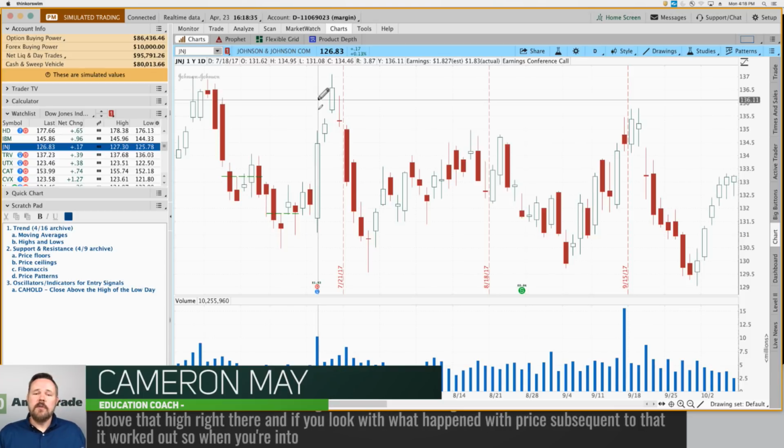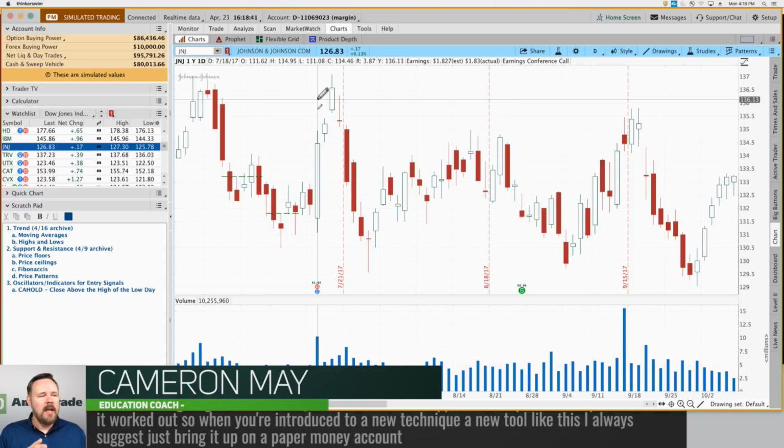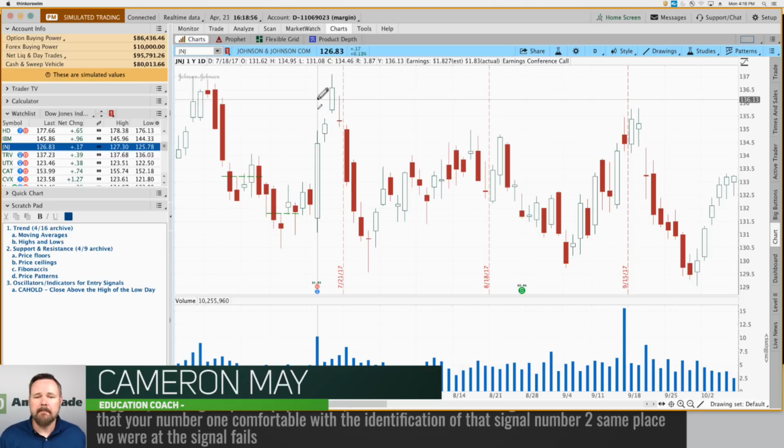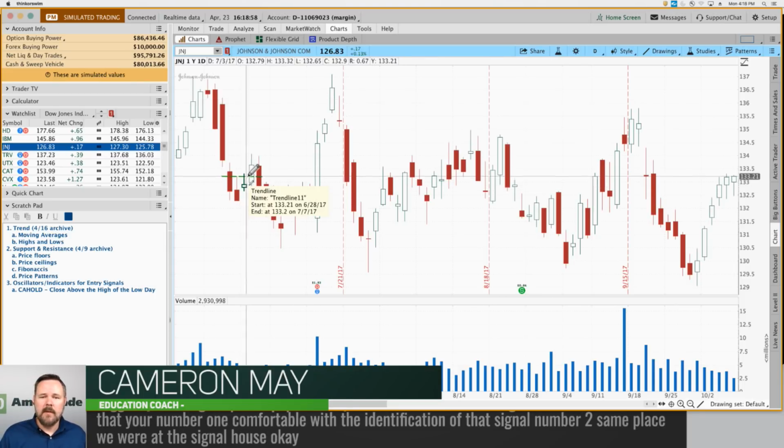So when you're introduced to a new technique, a new tool like this, I'd always suggest you bring it up on a paper money account and take it through its paces and make sure that, number one, you're comfortable with the identification of that signal. Number two, have a plan in place for if the signal fails. All right, and you can do all of that through your paper money.